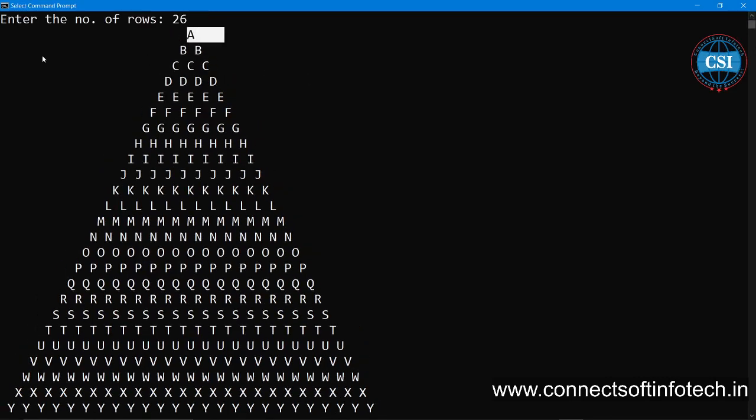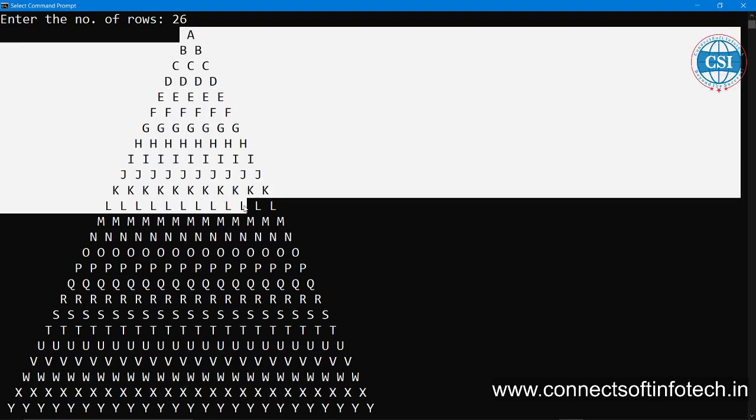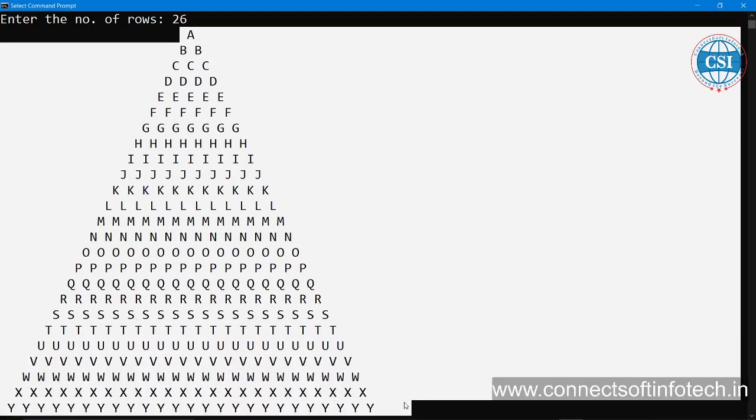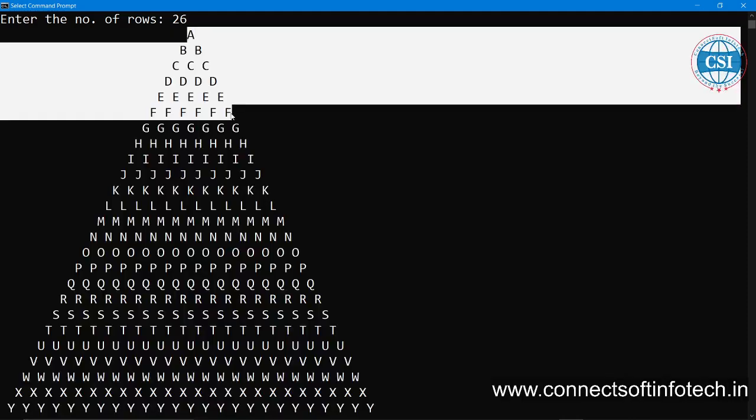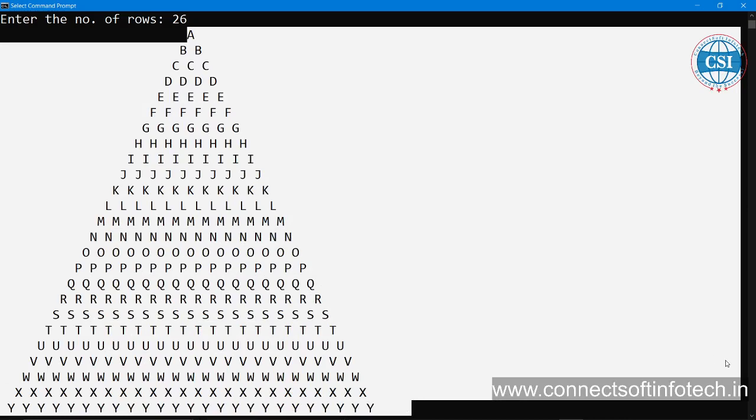These are the spaces, 1, 2, 3, 4, 5, 6, 7, 8, 9, 10, 11, 12, 13, 14, 16, 17, 18, 19, 20, 21, like this way. These are the spaces, and perfectly the pyramid with the alphabets we are getting.